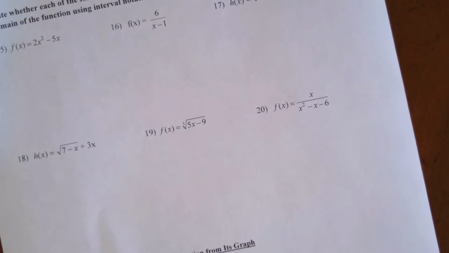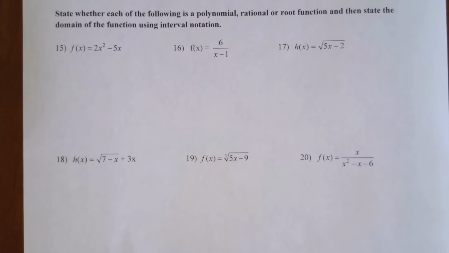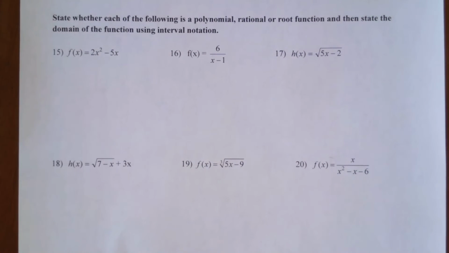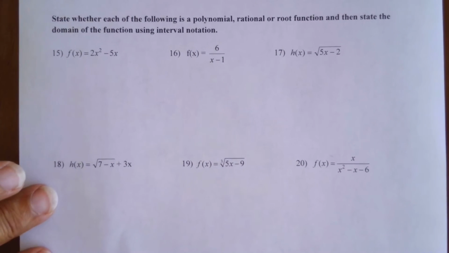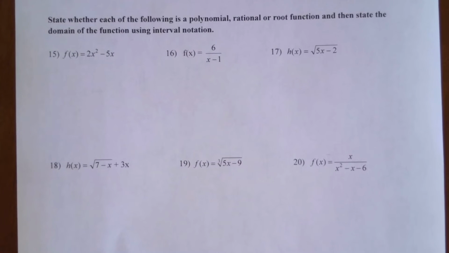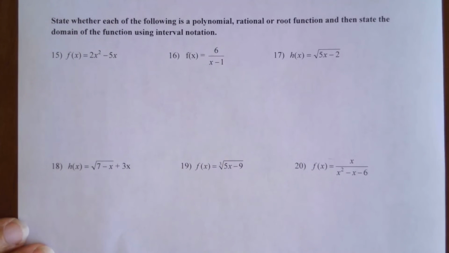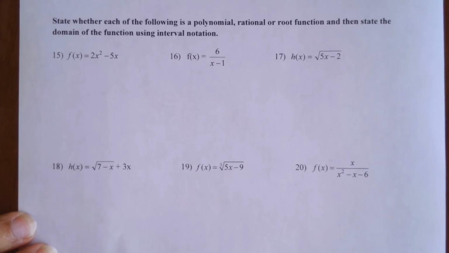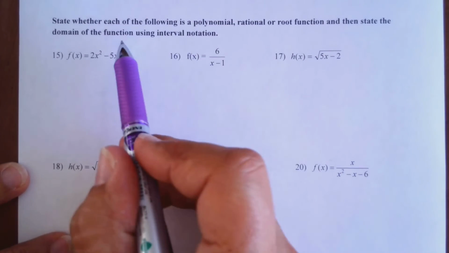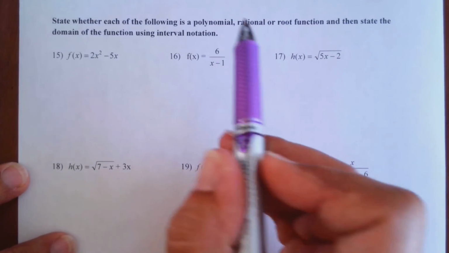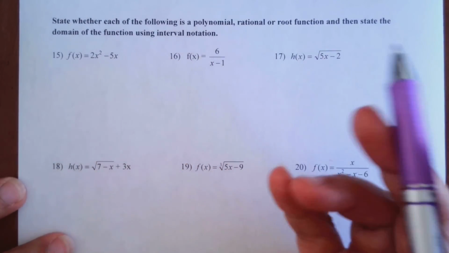All right, so last page, let's work on finding the domain. And then the last 3 problems on this page, we're going to find the domain and the range of an actual graph instead of a function. So state whether each of the following is a polynomial, a rational function, or a root function, and then state the domain. Let's go through and do the first sentence first. So let's look at each of these and decide whether they're polynomials, rational, or root.